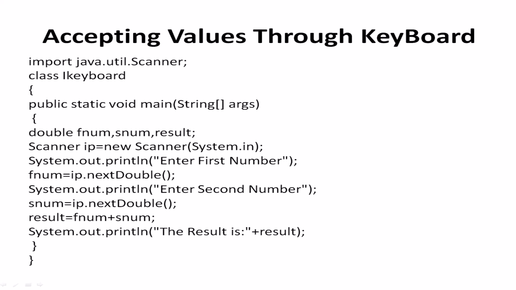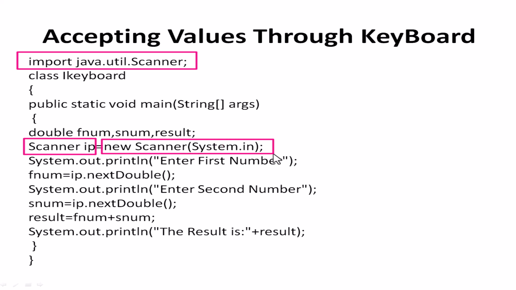How do you accept the values through the keyboard? For example, if you want to accept a value through the keyboard, you are going to declare a scanner. To declare a Scanner, you have to use import java.util.Scanner, because you are going to use this particular scanner in order to accept input values through the keyboard.